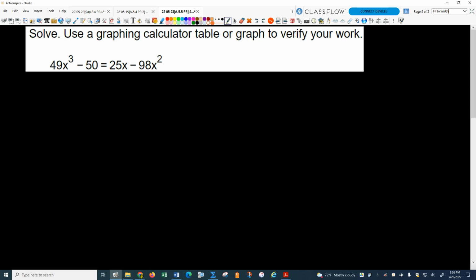So if we subtract the 98, or add the 98x squared to that side and subtract the 25x, and if I write it in standard form, what am I going to get? So biggest power of x first, what am I going to get? Plus, right, because I got to add it to this side. Okay.